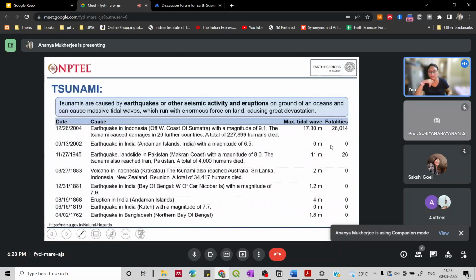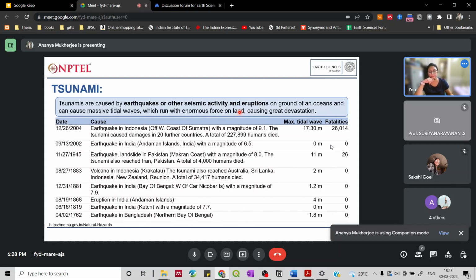Next we come to tsunami. A tsunami is caused by earthquakes or seismic activities, or volcanic eruptions on the ground of oceans, and there are some volcanoes that are present in the middle of the sea or ocean. When they erupt violently, they cause huge waves to travel towards the coast and cause damage to the coastlines, and they are like massive tidal waves. And they are very dangerous, disastrous, and it's very difficult to cope with such tsunami disasters.